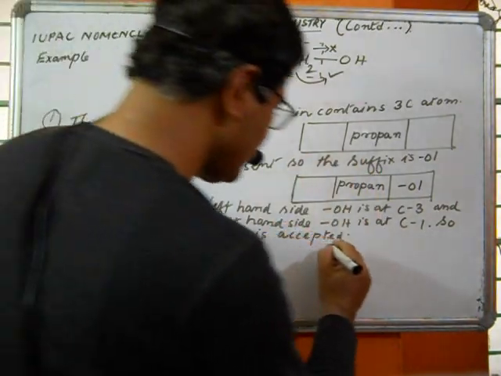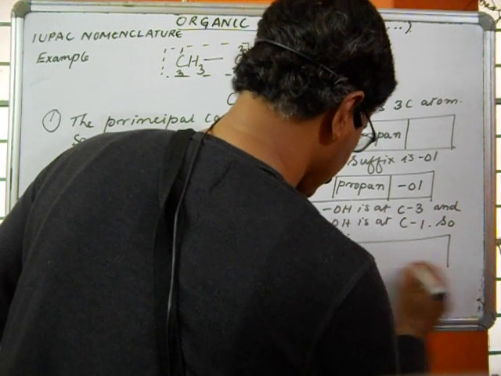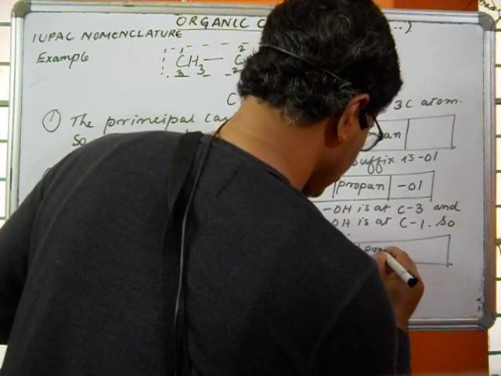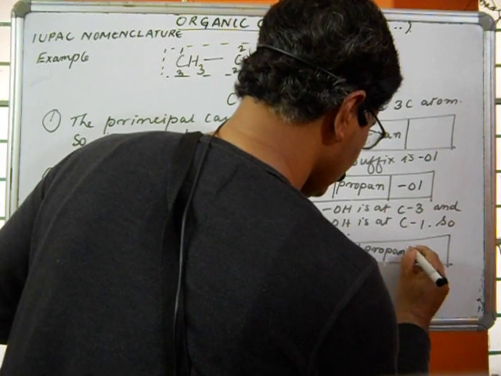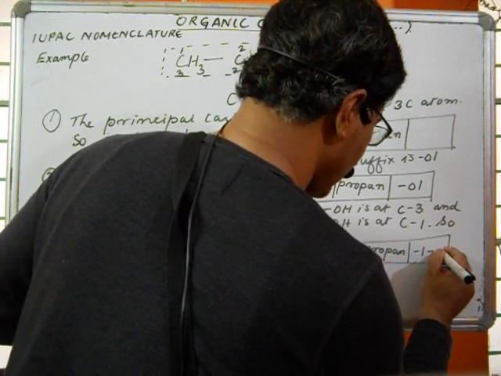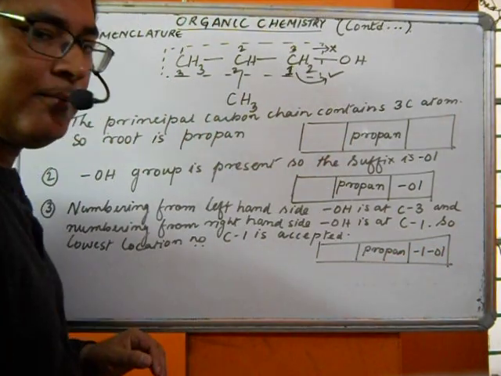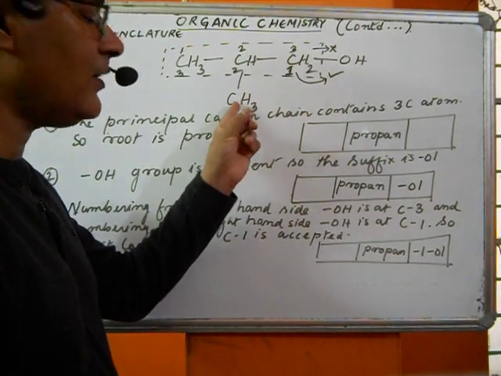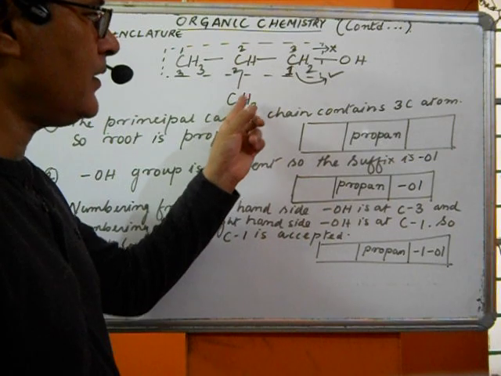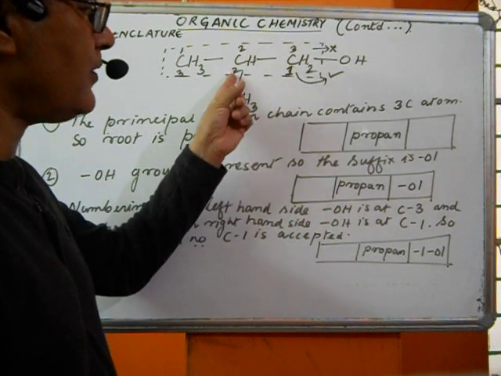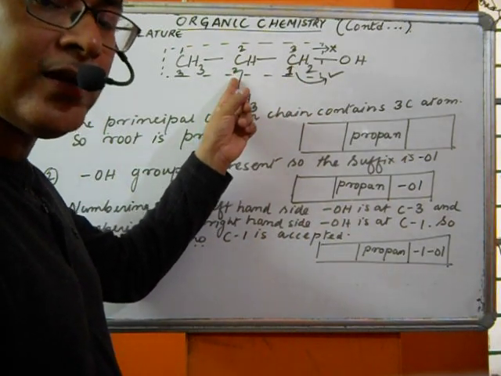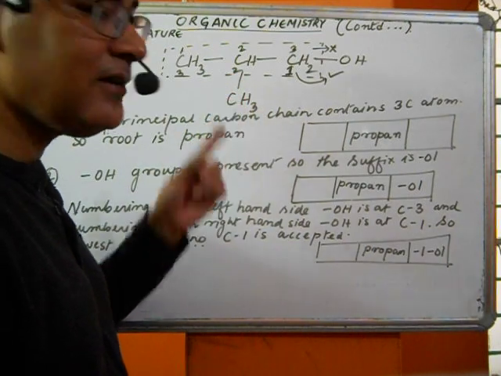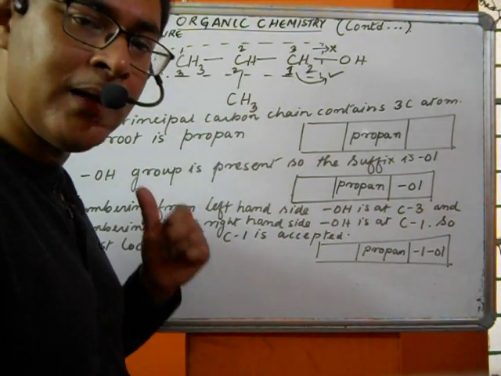So what will I write? Now comes propane dash 1 dash all. But we are not yet over. Observe, we have got a substituent group also. What is the position of the substituent group? At number 2 position. So at number 2 position there is a methyl group. So what will be my prefix?